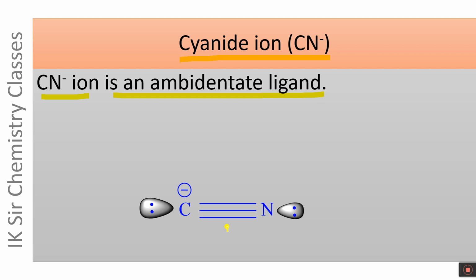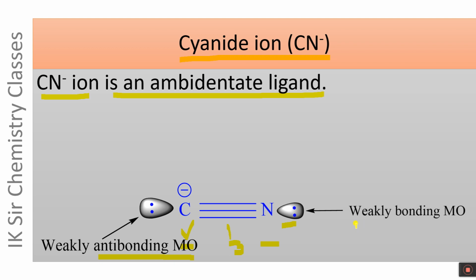There is a triple bond between carbon and nitrogen atoms. There is negative charge on carbon atom. Each carbon atom and nitrogen atom contains an electron pair. The electron pair of carbon atom is present in weakly anti-bonding molecular orbital, while the electron pair of nitrogen atom is present in weakly bonding molecular orbital.